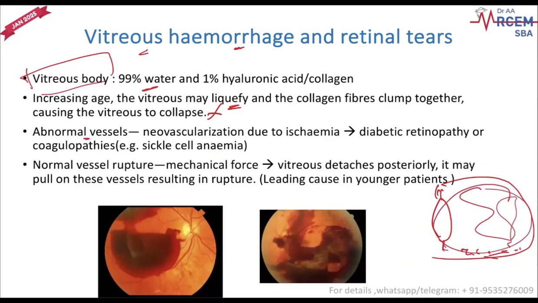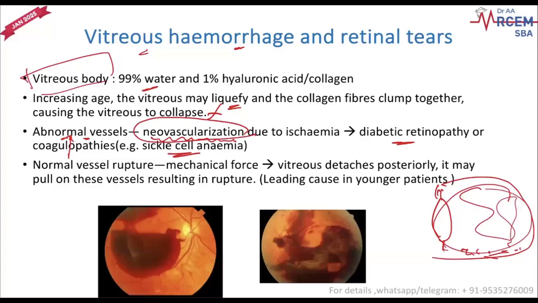There are plenty of vessels. If the vessel is abnormal, neovascularization causes abnormal vessels. What is neovascularization? Diabetes will cause occlusion of the normal arteries. To supply the blood, new vessels have developed. Those vessels are known as neovascularization, or new vessels. These new vessels are quite brittle. They are prone to rupture, resulting in bleeding.